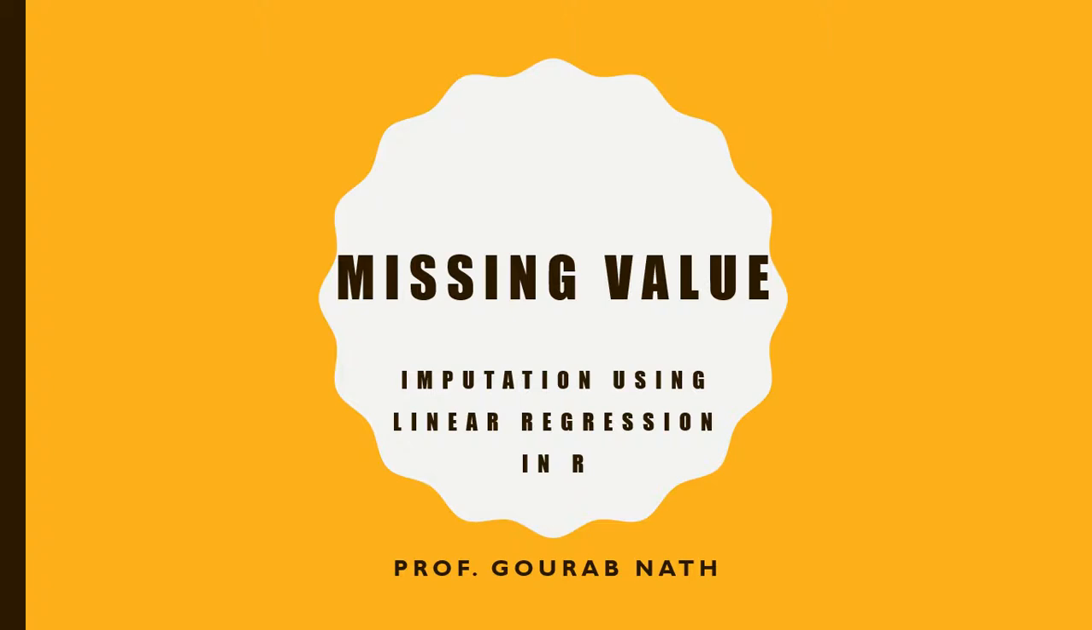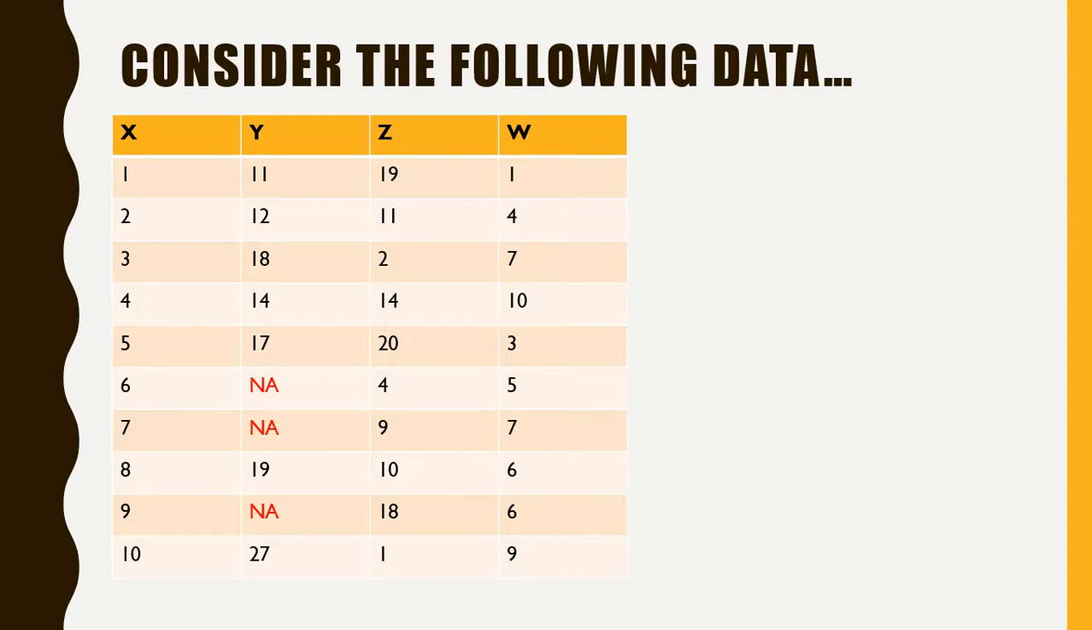Hello, welcome to another video on missing values. In this video we are going to see how to do missing value imputation using simple linear regression using the R programming language. For that, let us consider the following data. This data contains four numerical variables, of which the variable y contains three missing values.